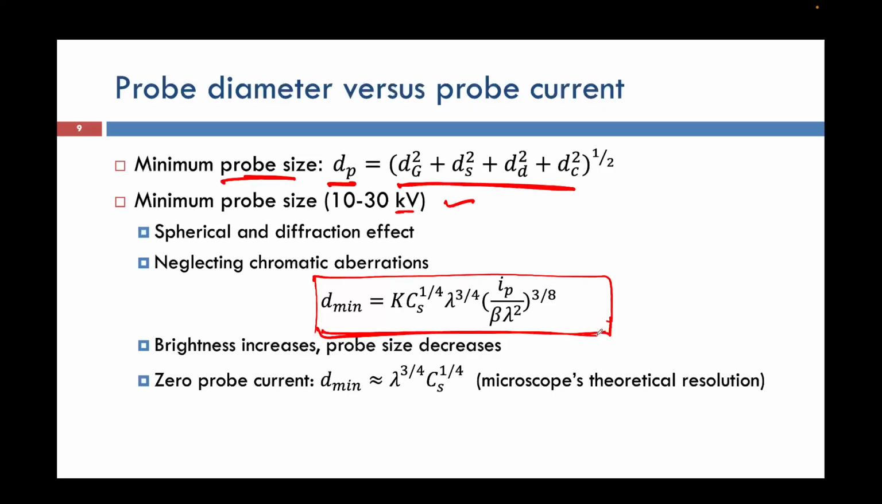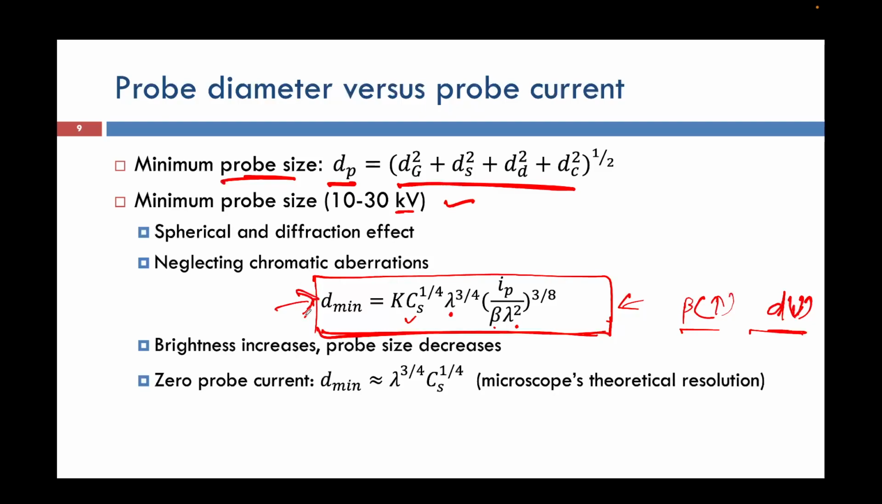Here Cs is the coefficient of spherical aberration, Ip is the probe current, beta is the brightness, lambda is the wavelength. Here lambda is also the wavelength, right? One thing to notice is that as we are increasing the brightness in this expression, my D is decreasing. And what do I want always? I want my brightness to be high and my D to be as low as possible. So this is the practical limit for a minimum probe diameter.